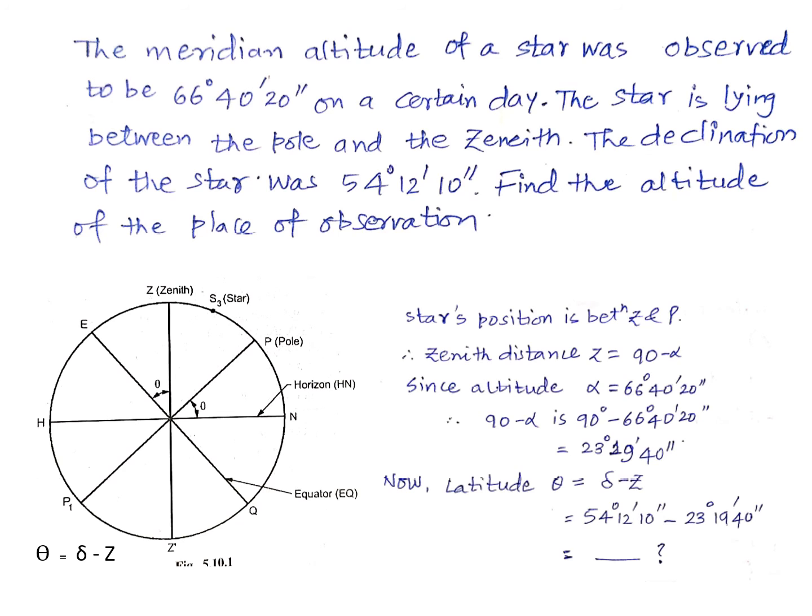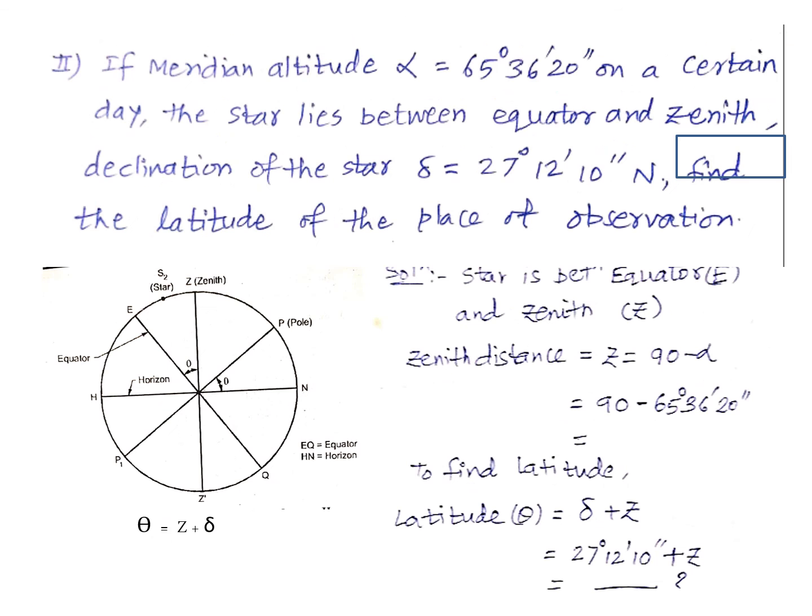Now what will be the value of latitude, this theta? You want to know the theta value. This theta is the value measured from the equator, latitude and theta are one and the same. So latitude theta is equal to delta minus Z. What is the value of delta? It is given as 54 degrees 12 minutes 10 seconds in the problem. So if you subtract it, try to calculate this value. Then lastly we will see another case.